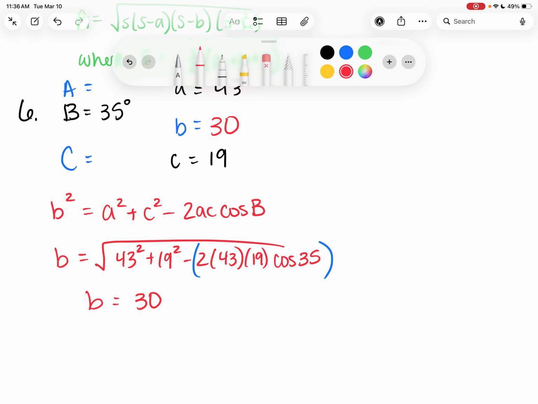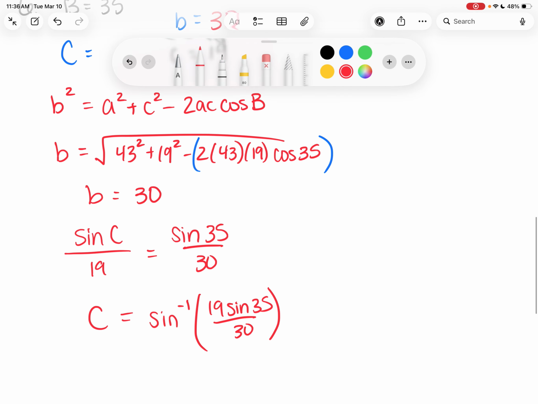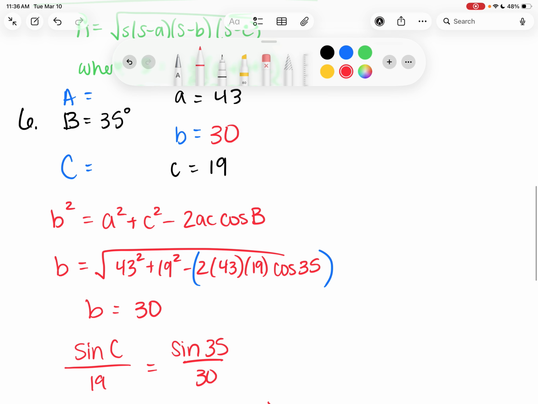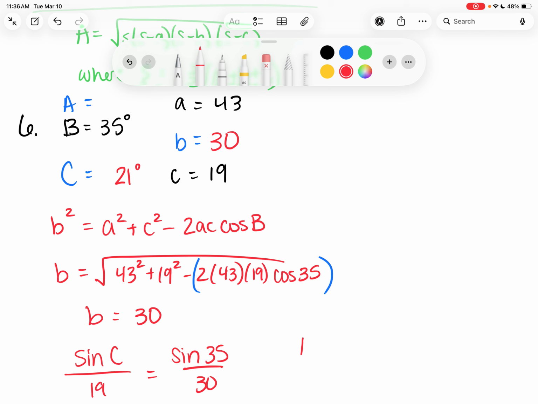Anyways, so sine of C over 19 is equal to sine 35 over 30. So then C is equal to the inverse sine, I'm just doing everything in one step, of 19 sine 35 over 30. About 21 degrees. So 21 degrees. And then we can easily find angle A: 180 minus 35 minus 21.